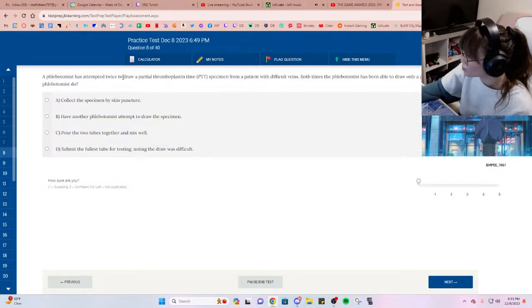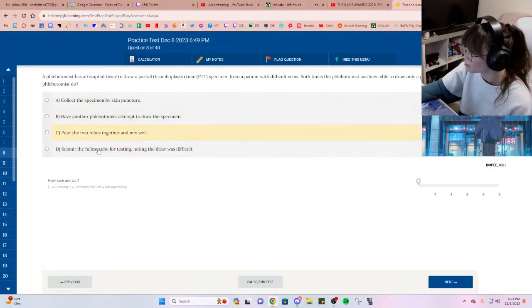Phlebotomist has attempted twice to draw a partial thromboplastin time specimen from a patient with difficult veins. Both times the phlebotomist has been able to draw only a partial tube. What should the phlebotomist do? Collect the specimen by skin puncture, have another phlebotomist attempt to draw the specimen, pour the two tubes together and mix well, submit the fullest tube for testing, noting the draw was difficult.